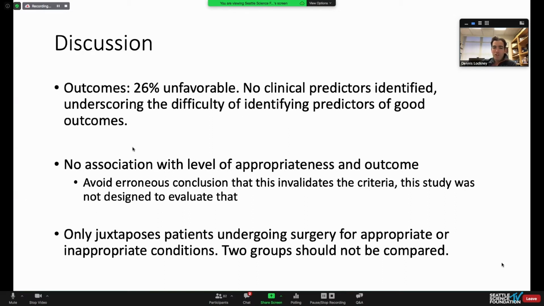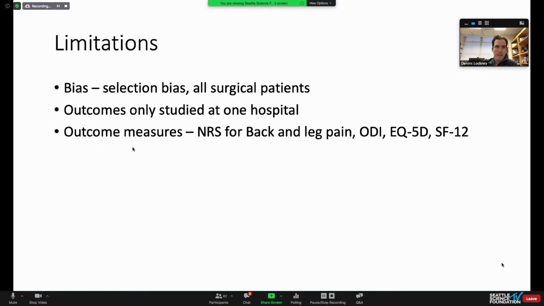There's no association with the level of appropriateness and outcome, but the authors warn and caution against the erroneous conclusion that because there was no association with the level of appropriateness and the outcome, that invalidates the criteria. The study was not designed to evaluate that at all. It only juxtaposes patients undergoing surgery for appropriate or inappropriate conditions and describes that these two groups should not be compared. There's some limitations of the study.